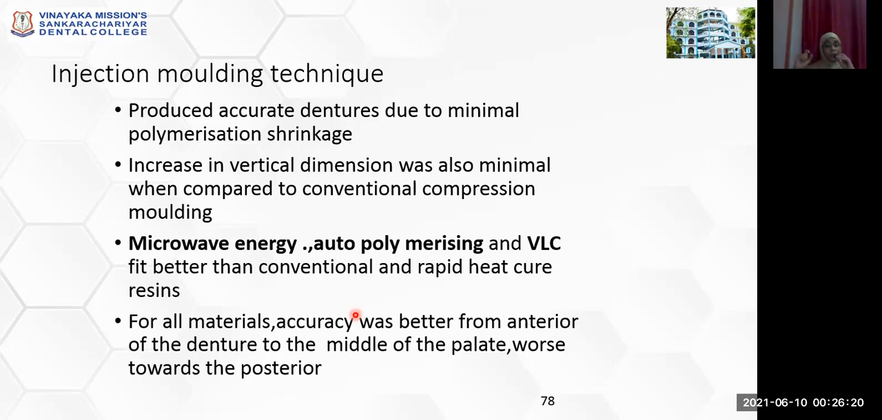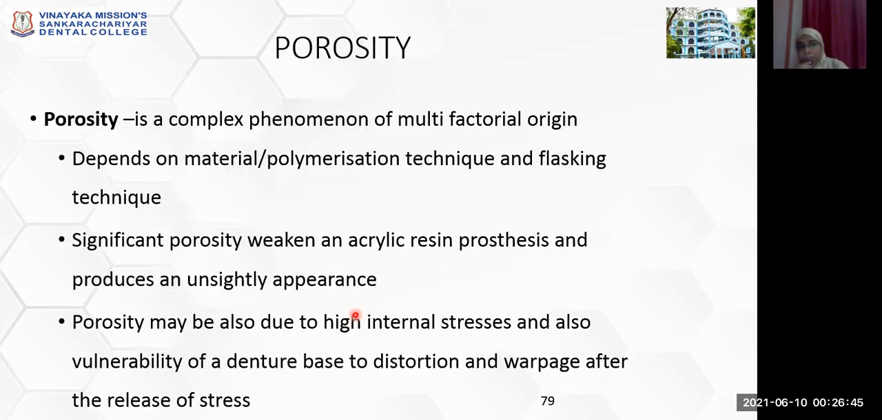Microwave resins, autopolymerizing resins, and light cure resins are much better when compared to the rapid heat cure resins and the conventional resins in terms of fit. Generally speaking, the fit or accuracy was much better in the anterior part of the denture, and worst in the posterior part, mainly because of the polymerization shrinkage and warpage taking place.